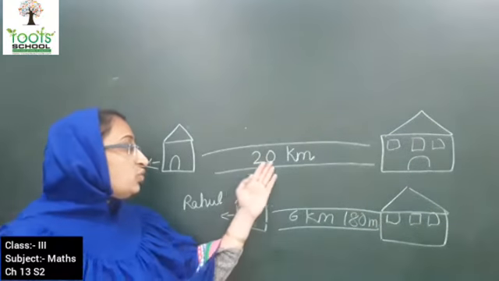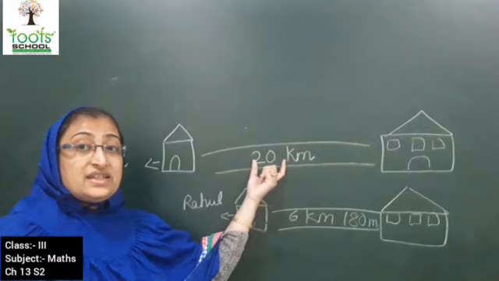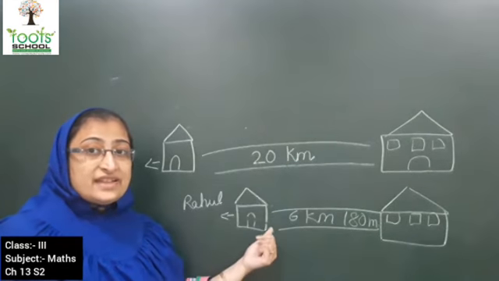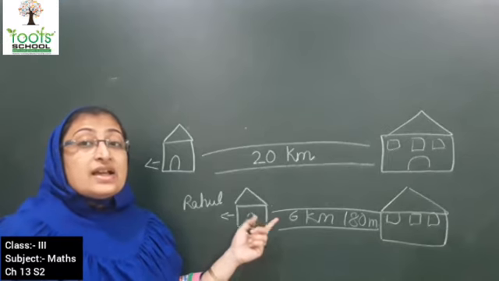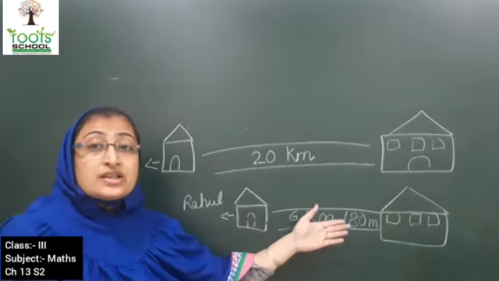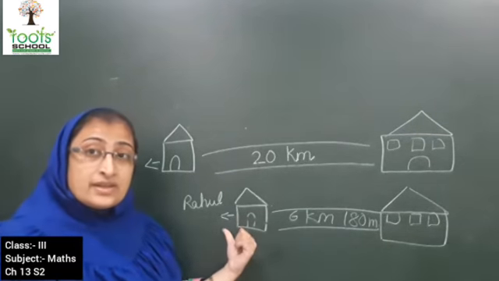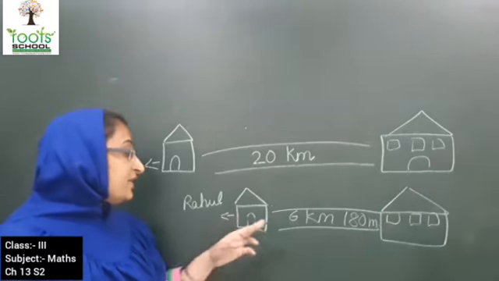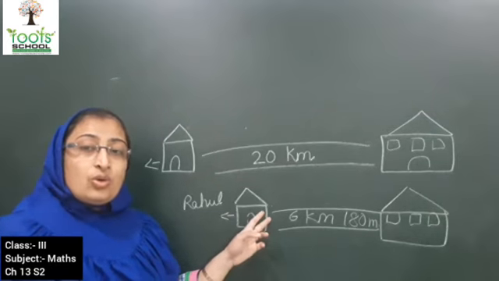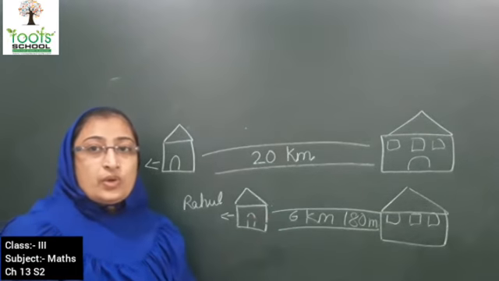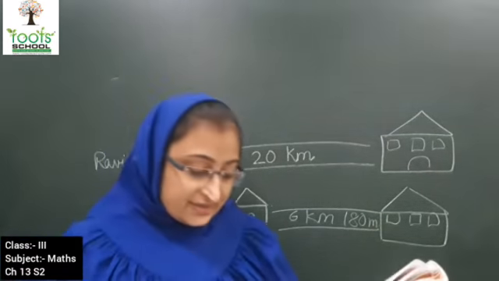Here we will see that 20 kilometers, 20 is more and 6 kilometer is less. So whose house is nearer to the school? It is Rahul's house, because 6 is smaller than 20. Okay, understood? Okay kids. Now let's move to the last sum.